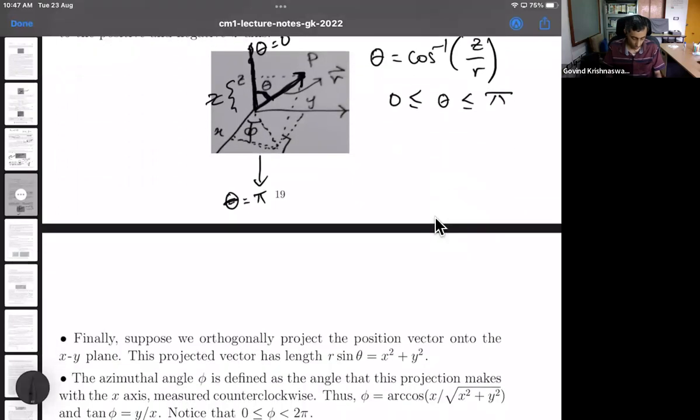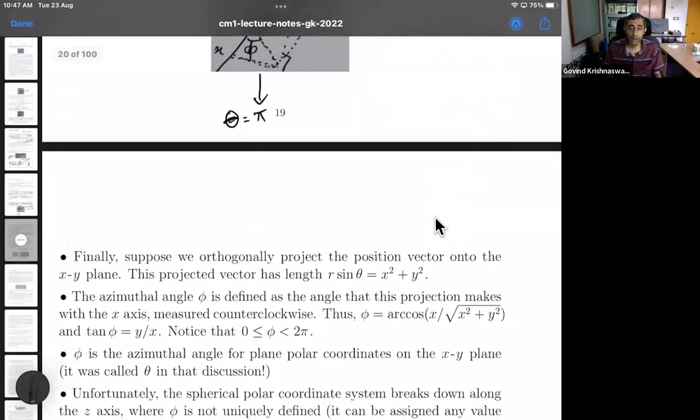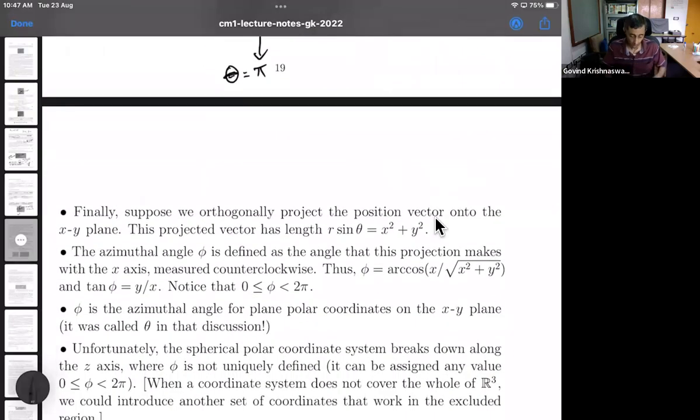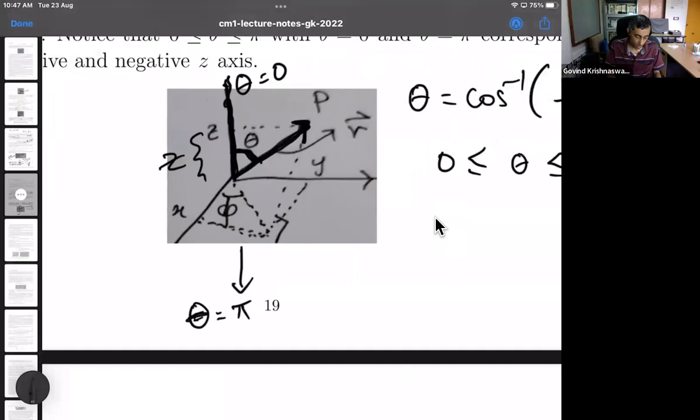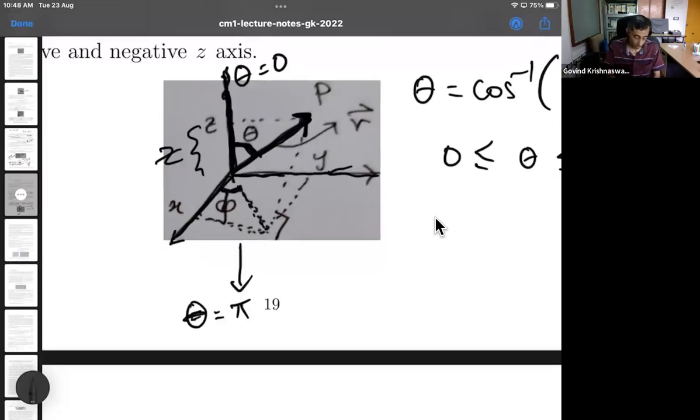Now let me go to the next angle, which is called the azimuthal angle, or phi. This is defined through the following construction. We take the position vector of the point of interest and project it onto the xy plane. We get some projected vector, which I have denoted through this dotted line. That projected vector makes an angle phi with the x-axis, measured counterclockwise. That angle phi is called the azimuthal angle.